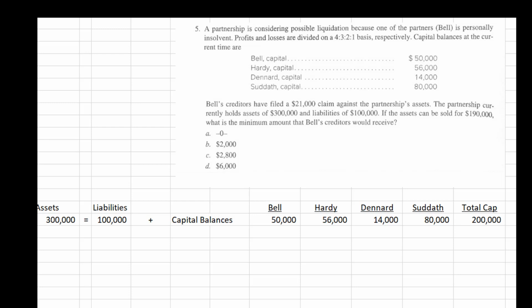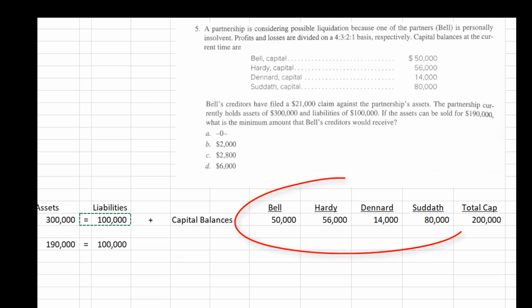So assets they bought for $300,000 are sold for $190,000. The assets are going to decrease from $300,000 to $190,000. That's a drop of how much? $110,000. Well, to keep the balance sheet balanced, something on the right side of the equation has to change too, and it's not going to be the liabilities. It has to come out of the partners' capital accounts. So we need to reduce collectively the partners' capital accounts by $110,000.